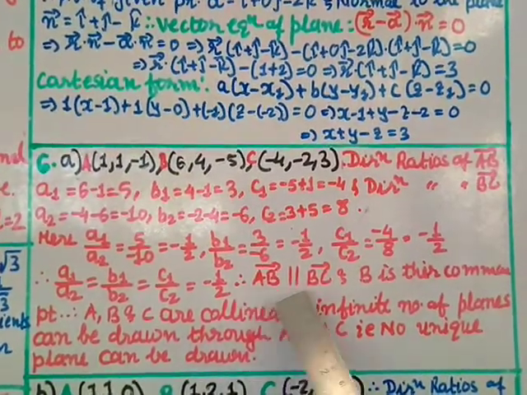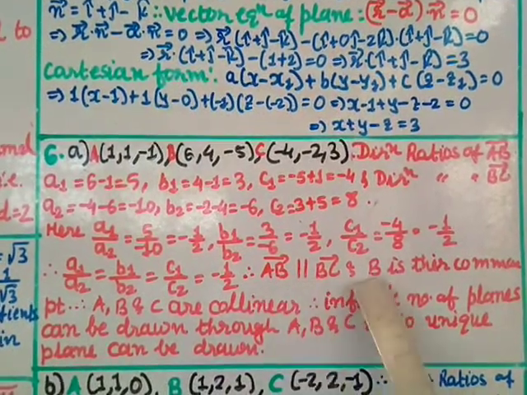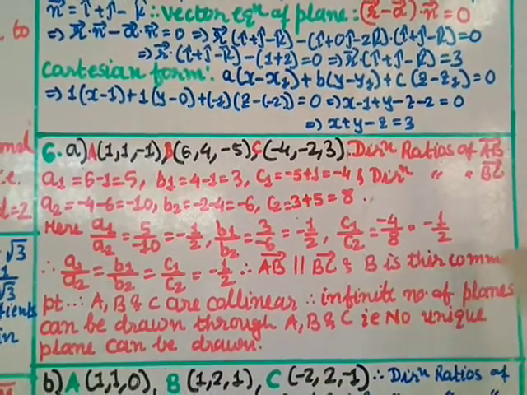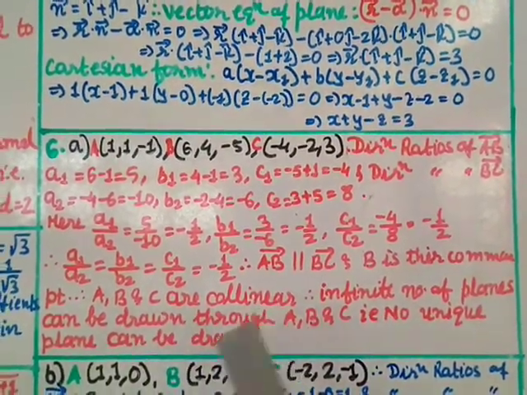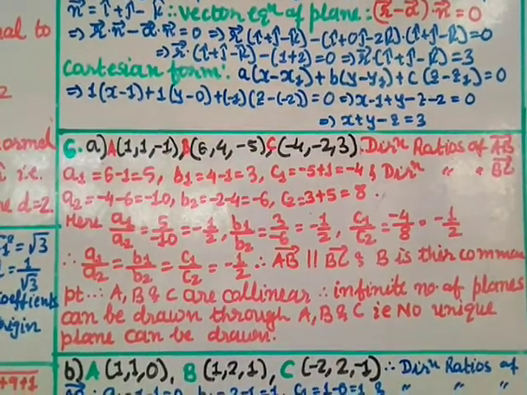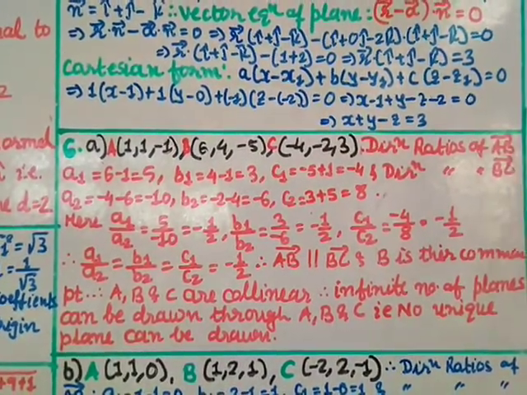That is, AB is parallel to BC, and B is their common point. That means A, B, C are collinear, they are in one line. They are parallel and B is a common point. So that means the 3 points are collinear.